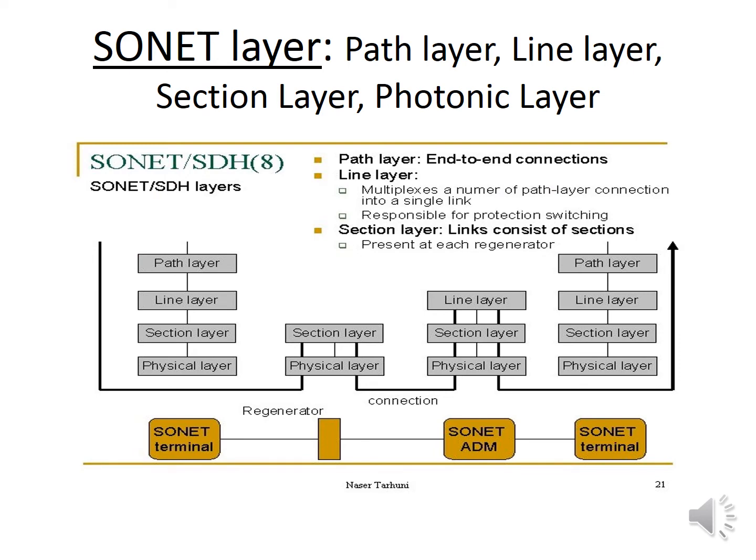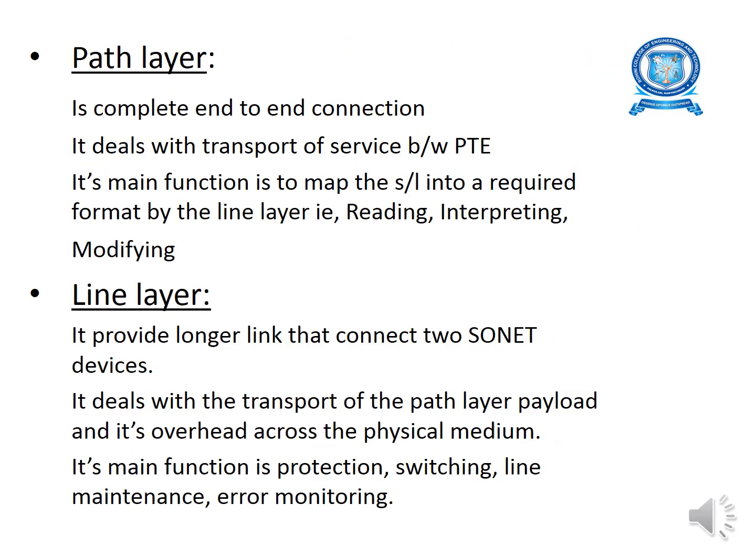It consists of four different layers: the path layer, line layer, section layer, and the photonic layer, or physical layer. The path layer completes an end-to-end connection and deals with the transport of services between PTE equipment. Its main function is to map the signals into a format required by the line layer, that is, reading, interpreting, and modifying the signal levels required by the line layer.